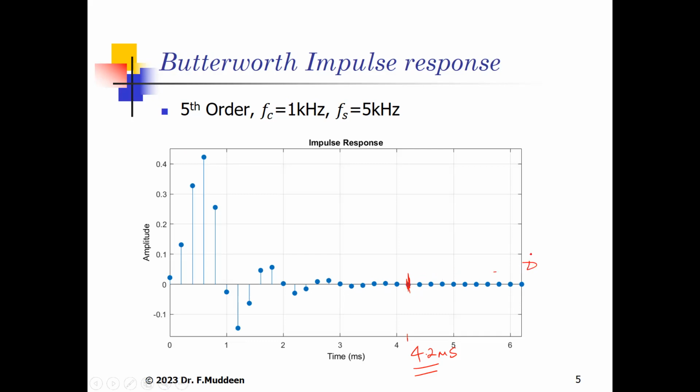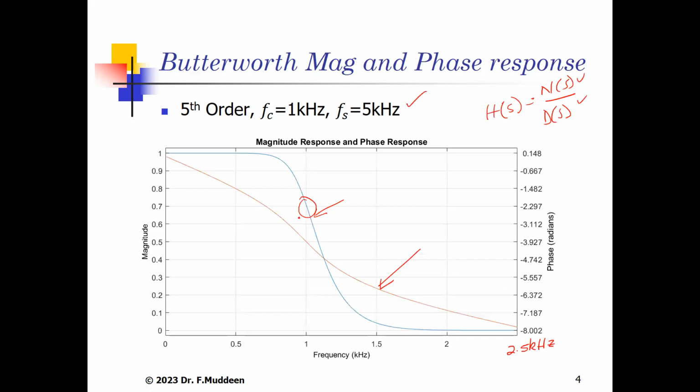If that behavior is not an issue, if you can tolerate the fact that the response will go on for a while, in this case 4.2 milliseconds before it settles down, then we go ahead and design the filter. Notice that the response of the filter is pretty good. It's fairly decent. You have a sharpish roll-off at the 1 kilohertz cutoff, the stop band is fairly flat, and the pass band is fairly flat. Ideal, of course, if you remember, would have done this.